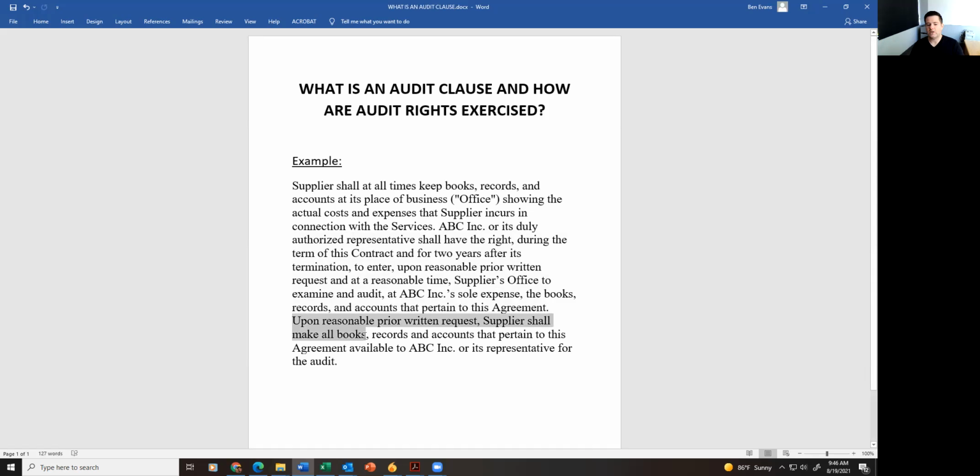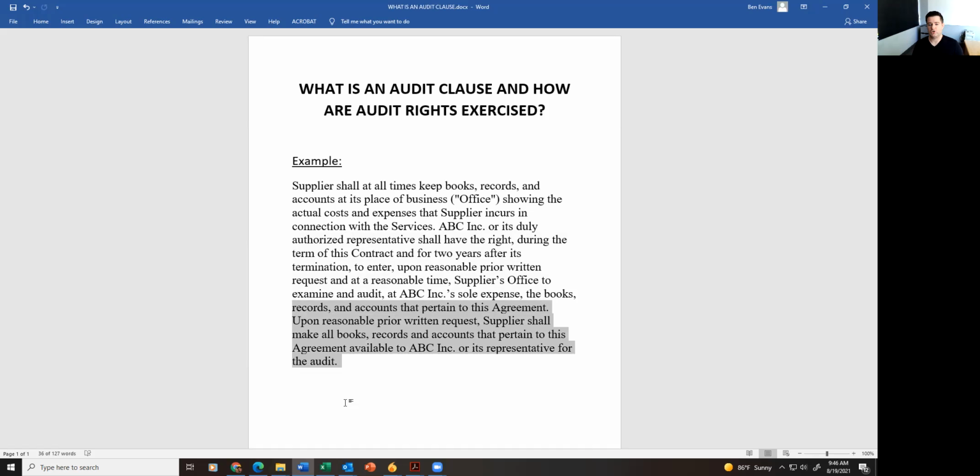So moving forward, upon reasonable prior written request, supplier shall make all books, records, and accounts that pertain to this agreement available to ABC Inc. or its representative for the audit. So what is this saying? Essentially, this is broad, which is what we generally recommend our clients to place in there, language that gives them as much rights as possible. But in this case, it's saying anything that would relate to your billings, any books, records, or accounts, we have the right to be able to inspect it.